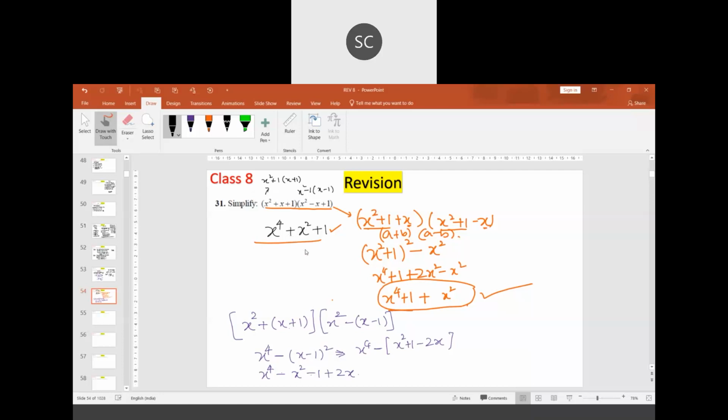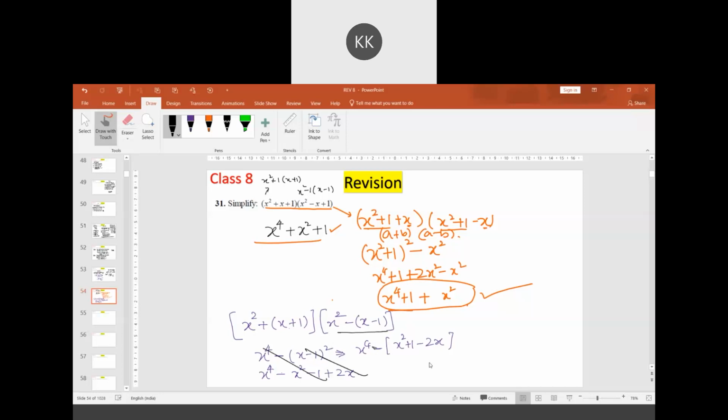Sir, instead of doing so much, we can multiply directly, sir. X plus 1, sir. Binomial into binomial, sir. The thing written here itself is wrong. Yes, sir. It should be x plus 1.